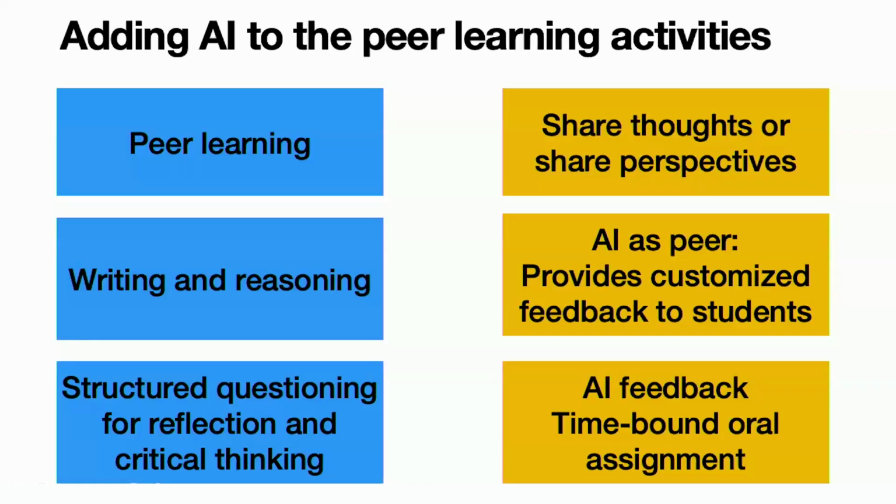And the last thing is about how we can use AI to support this kind of structured questioning and reflection and critical thinking. The AI will provide feedback on this kind of oral assignment. The students will have a chance to look at the question, think through it, and then within a specific time frame, record a short video to explain their thoughts and their perspectives. And behind the scenes, AI will be able to provide specific feedback.